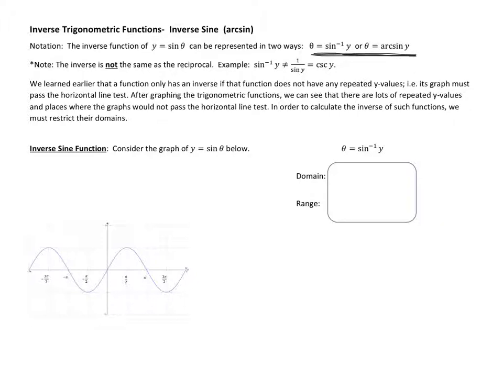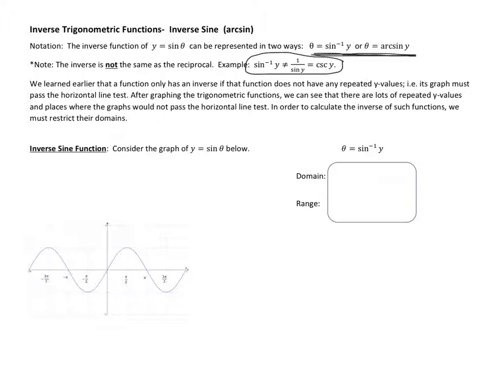They're the same thing. Please don't make the mistake: sine to the negative 1 right here is not the same as 1 over sine. Sine to the negative 1 is just a way of writing the inverse. It's not actually to the negative 1 power, so don't get those mixed up.